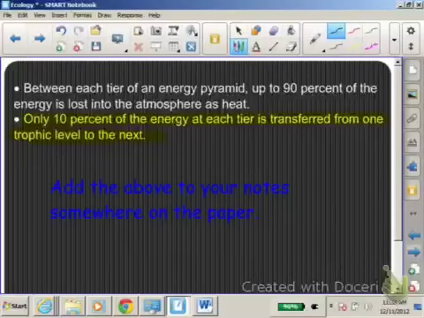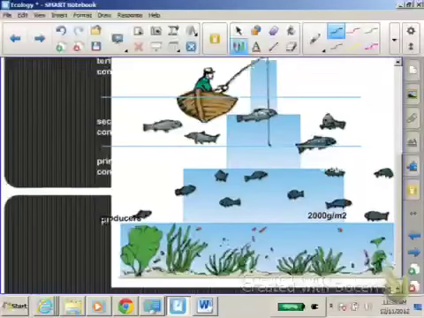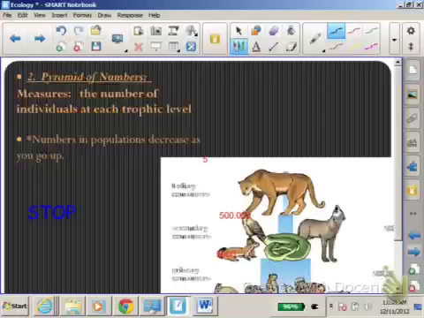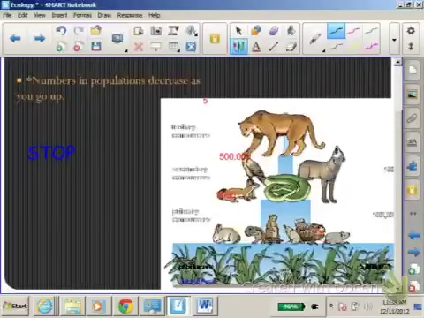And then we had a biomass pyramid that shows you that the available biomass decreases at each level. Okay, and then we had a pyramid of numbers, and it shows you how the numbers in the population go down as you go up. Remember, you're going to have more producers than primary consumers, more primary consumers than secondary consumers, and more secondary consumers than tertiary consumers. It has to be that way for the whole circle of life to work out.